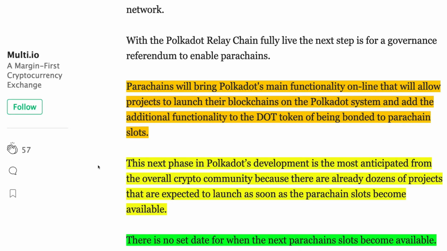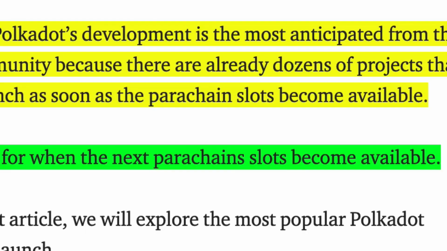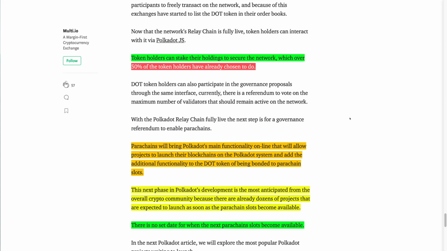So this next phase in Polkadot's development is the most anticipated from the overall crypto community, because there are already dozens of projects that are expected to launch as soon as the parachain slots become available. However, there is no set date for when the next parachain slots become available. So guys, in conclusion, Polkadot is super interesting. It's super important, super valuable for the whole cryptocurrency industry. I'm really excited for these parachains to launch on the substrate network, to launch on the mainnet, not just the Rococo testnet. But the fact of the matter is that Polkadot has not yet launched in its full version.